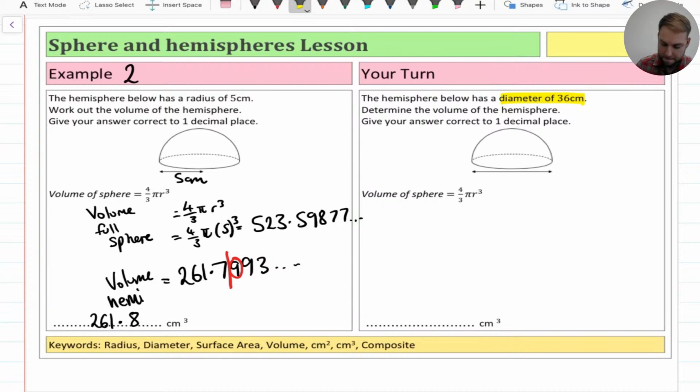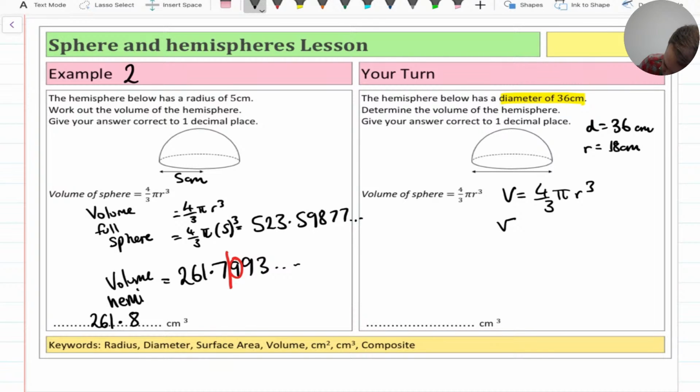Brilliant. Some people have got it already. So my diameter is equal to 36. So my radius is equal to half of that, which is going to be 18 centimeters. So my volume is equal to 4/3 pi r cubed. So my volume is equal to 4/3 pi times 18 cubed. Let's work that one out. So 18 cubed times 4 divided by 3.